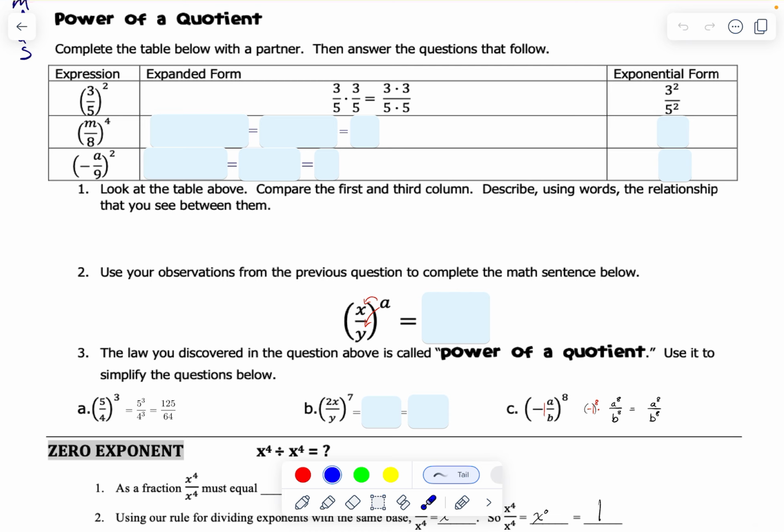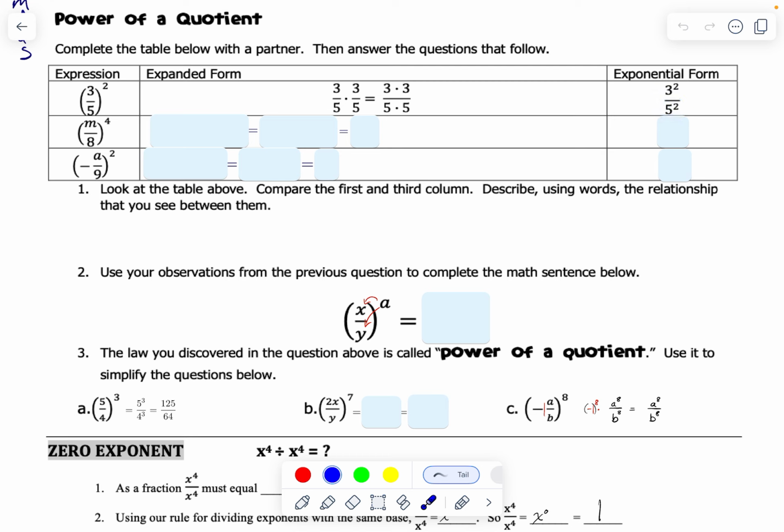So let's take a look next at the power of a quotient rule. Well, what if I have a fraction being raised to an exponent? What happens then? Well, let's look at this example. If I write out 3/5 squared, it just means it's 3/5 times 3/5. Now to multiply fractions, I multiply my numerators and I multiply my denominators. So I end up with 3 times 3 over 5 times 5. Well, 3 times 3 is just 3 squared, and 5 times 5 is just 5 squared.